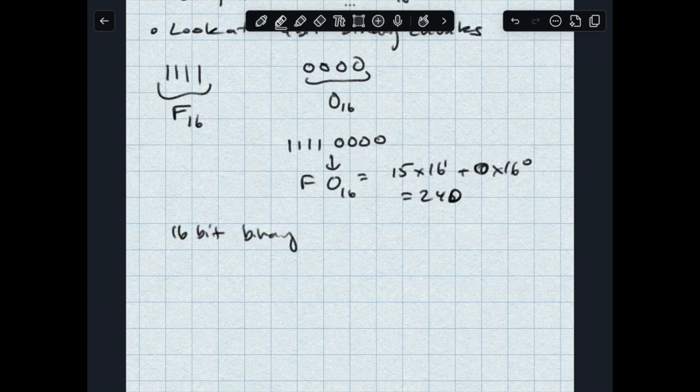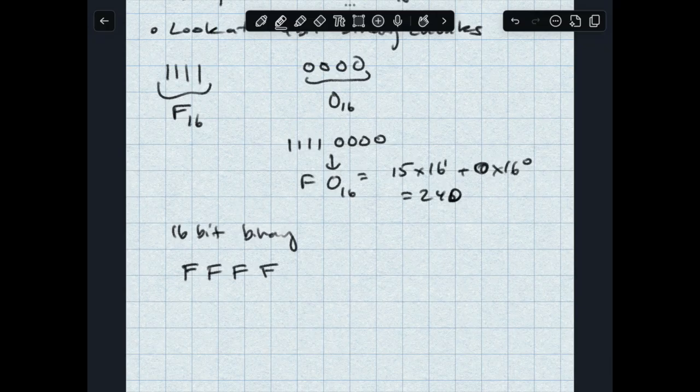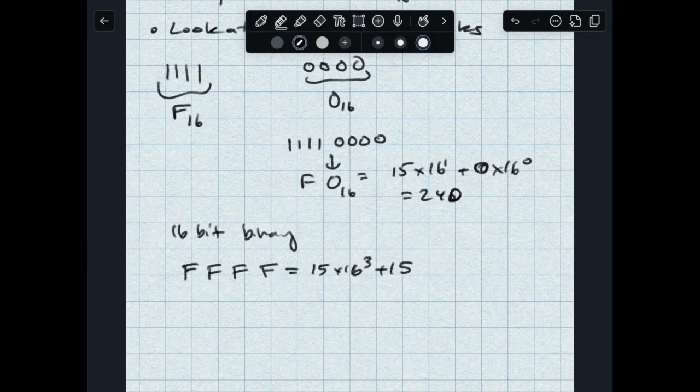If I had a 16-bit binary number, if it were all ones, the hexadecimal representation would be equal to FFFF. So I've taken my chunks of 4 and split them up. And I could, again, calculate the decimal value of that. That would be 15 times 16 cubed plus 15 times, that's a times, not an add, 16 squared plus 15 times 16 to the 1 plus 15.